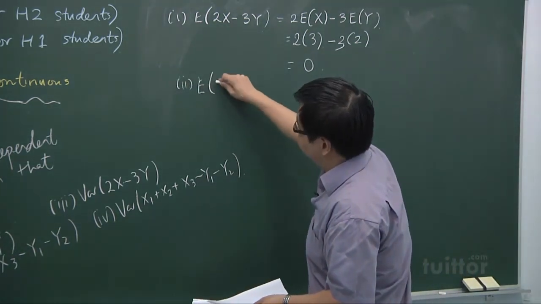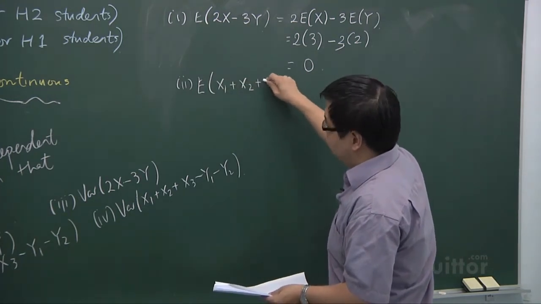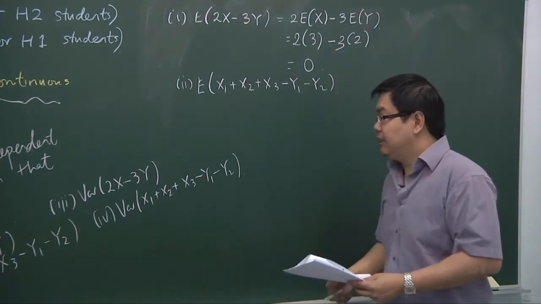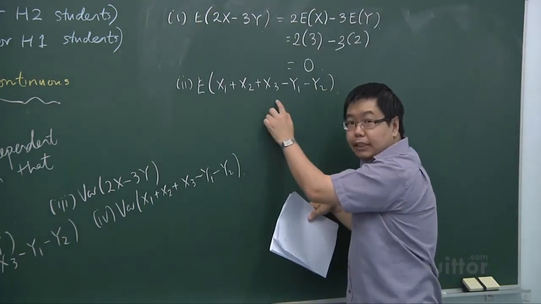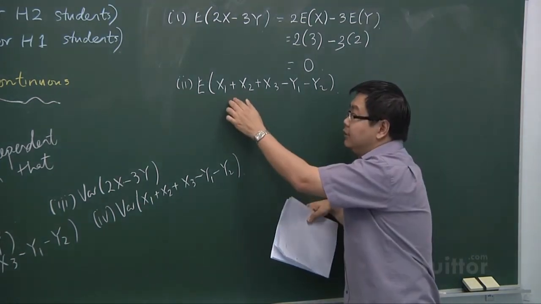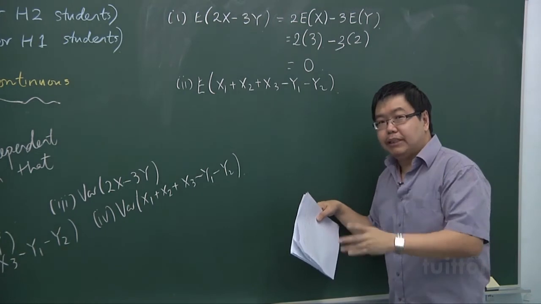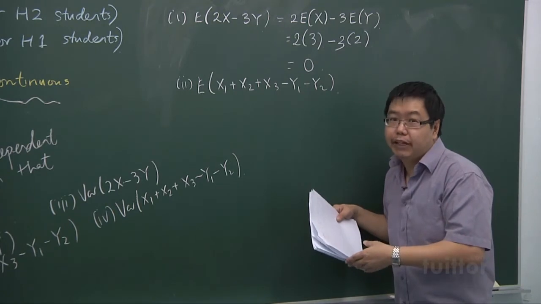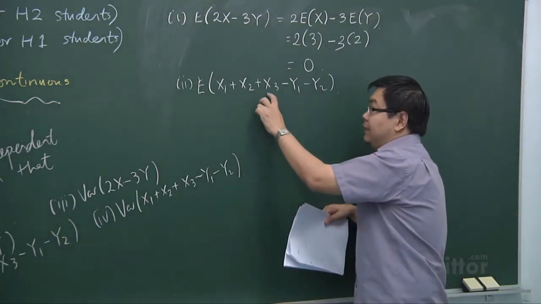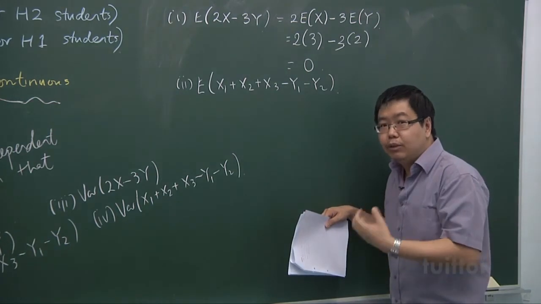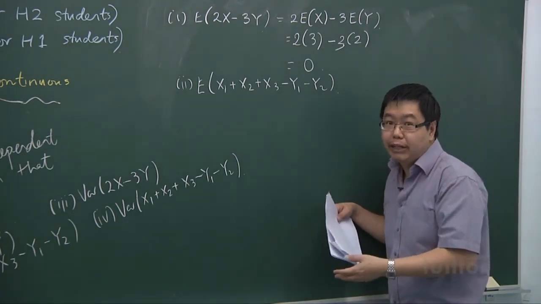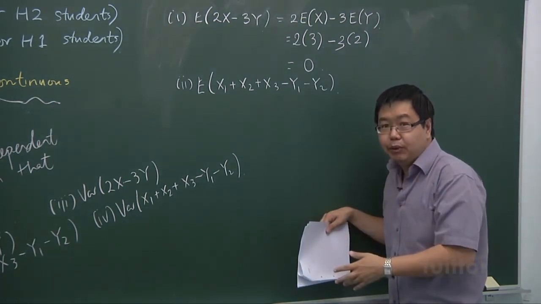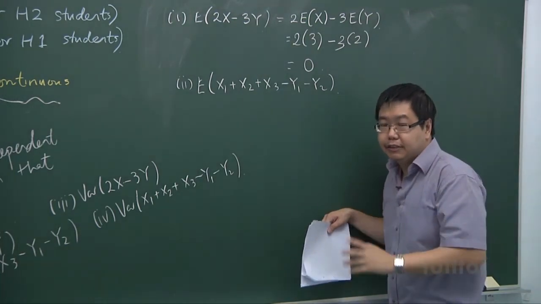Now, how about part 2? To find the expectation of x1 plus x2 plus x3 minus y1 minus y2. You must understand that x1 plus x2 plus x3 is not the same as 3x. I give a quick example. X probably is the random variable for the weight of an individual. So if you have x1 plus x2 plus x3, it means that we are taking the total weight of 3 persons chosen randomly. Whereas 3x means it's just 1 person's weight multiplied by 3. So there is a difference.